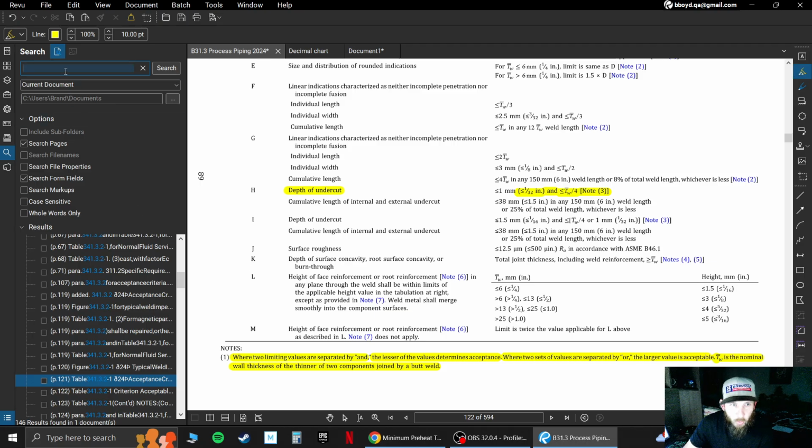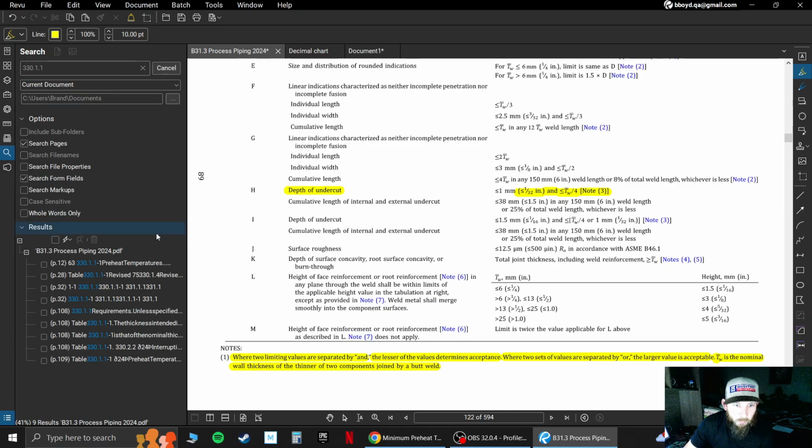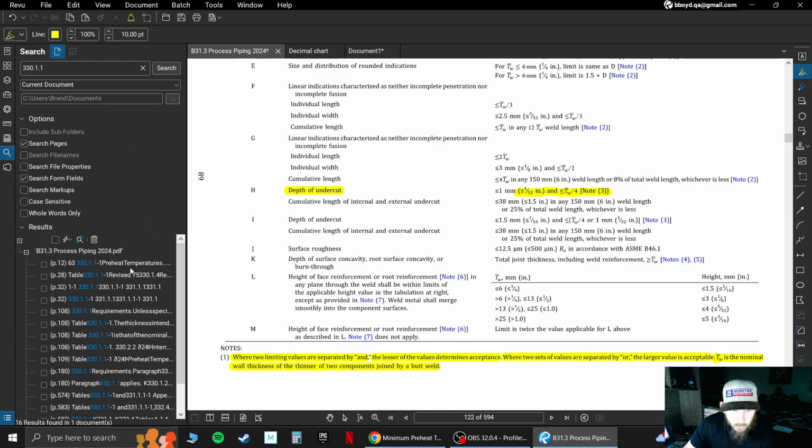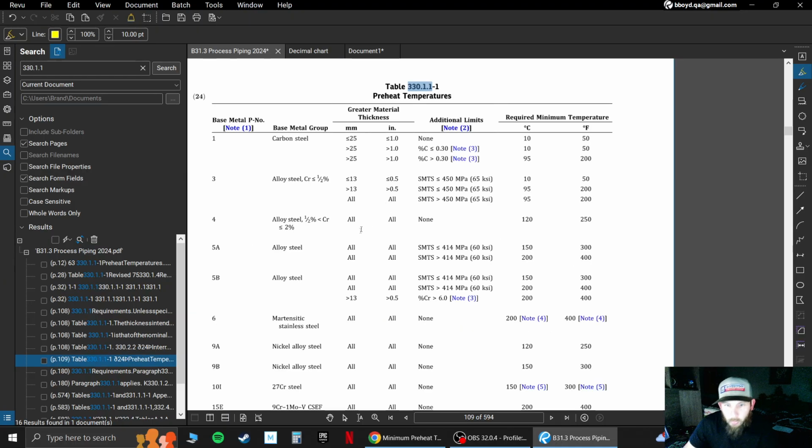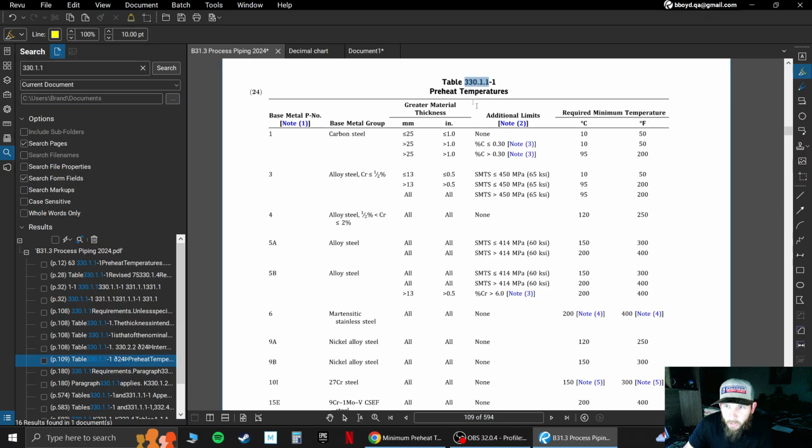So once again, what we're going to do is search that table number that ChatGPT gave us, which is 330.1.1. We're going to search through these results until we find the chart we're looking for. And it shows table 330.1.1 preheat temperatures. So once again, AI got the table number correct.